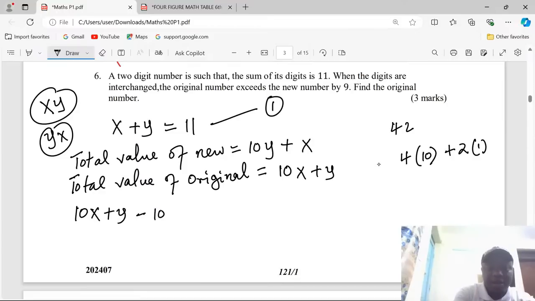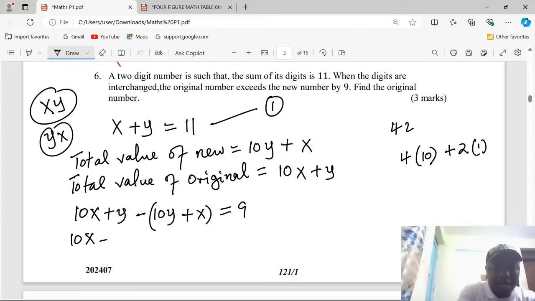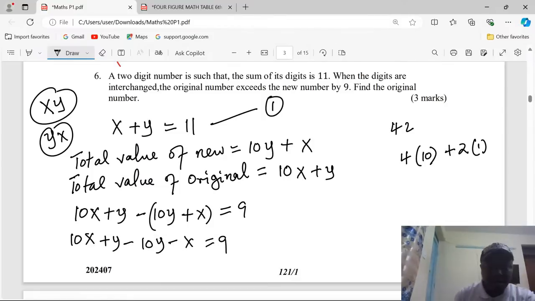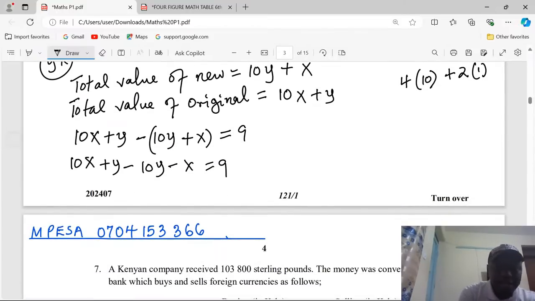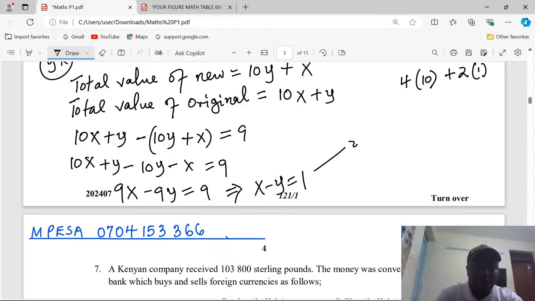So when we subtract the new number, remember to open brackets here because you are subtracting, we are supposed to get 9. So this is 10x plus y minus 10y minus x, because of the brackets you are opening, equals 9. Grouping like terms together will give us 9x minus 9y equals 9. This is the second equation, which can be simplified further because 9 is common all through: x minus y equals 1, our second equation.